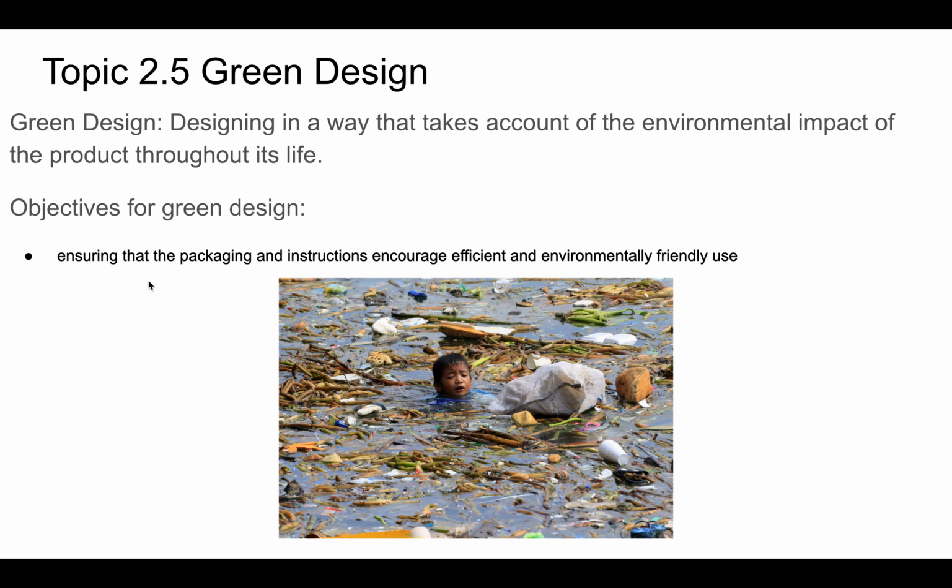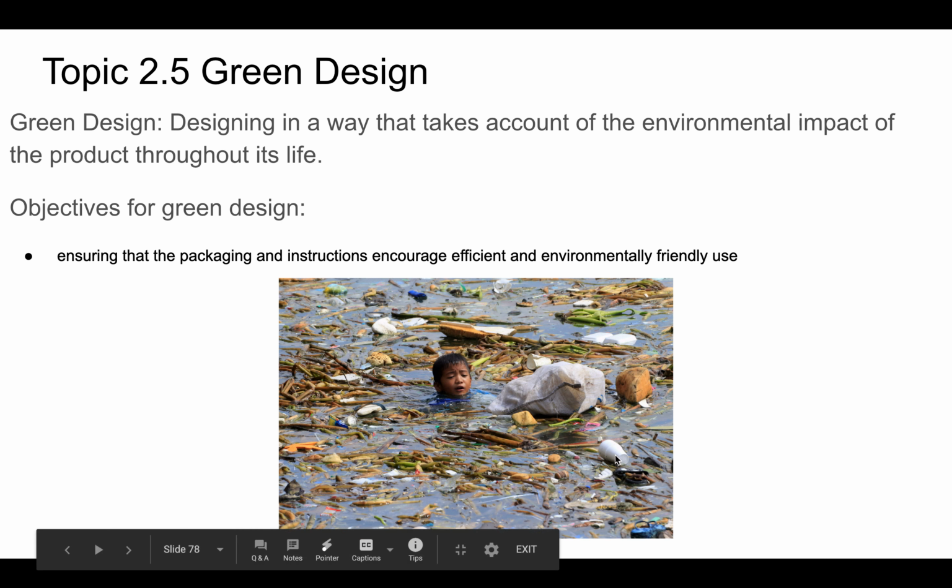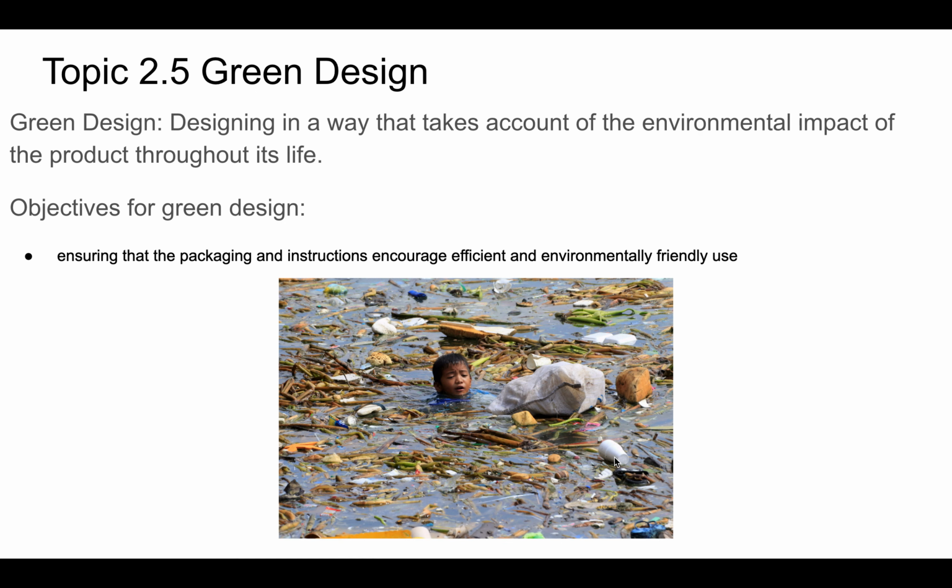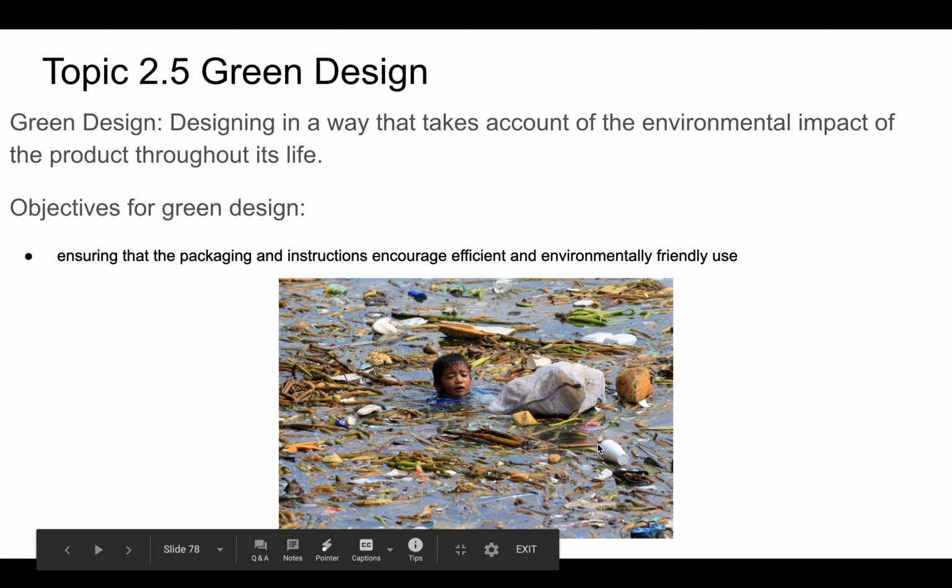Okay, so here's another example of that, which is packaging. So encourage efficient and environmentally friendly packaging. This is a polystyrene cup. It'll be around for the next 500 years. Okay, probably going to break up into little teeny pieces, but it'll be around for a long time. And this is just not very environmentally friendly. It'd be better if it was a paper cup or something that would break down relatively quickly.